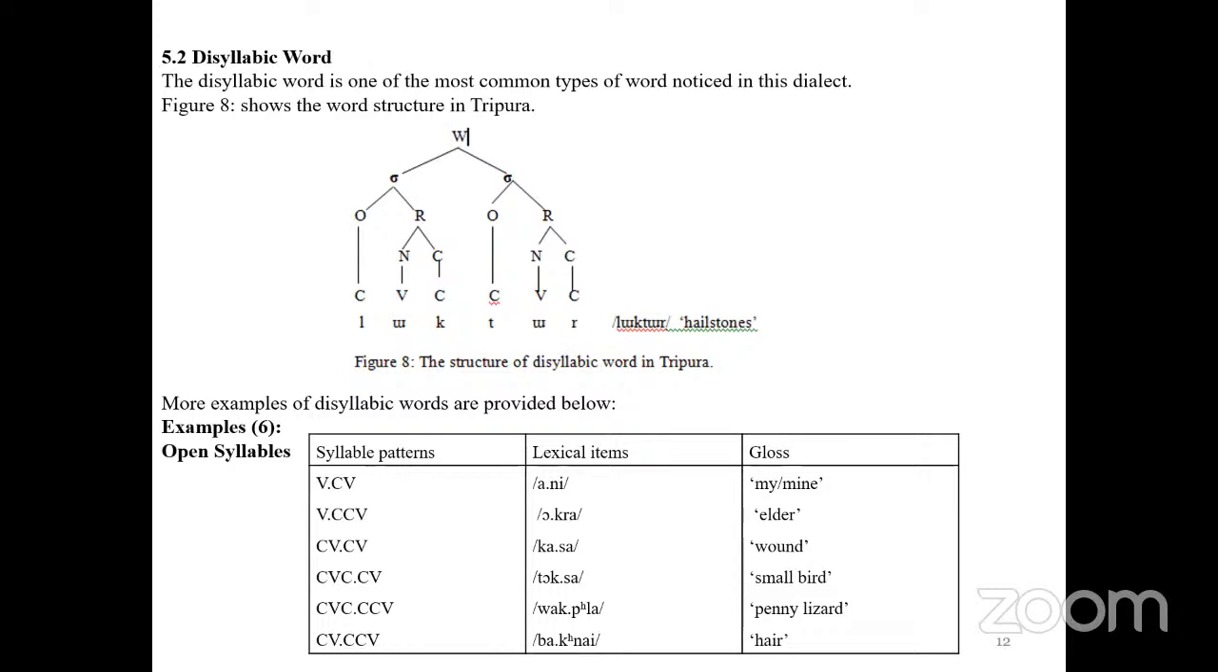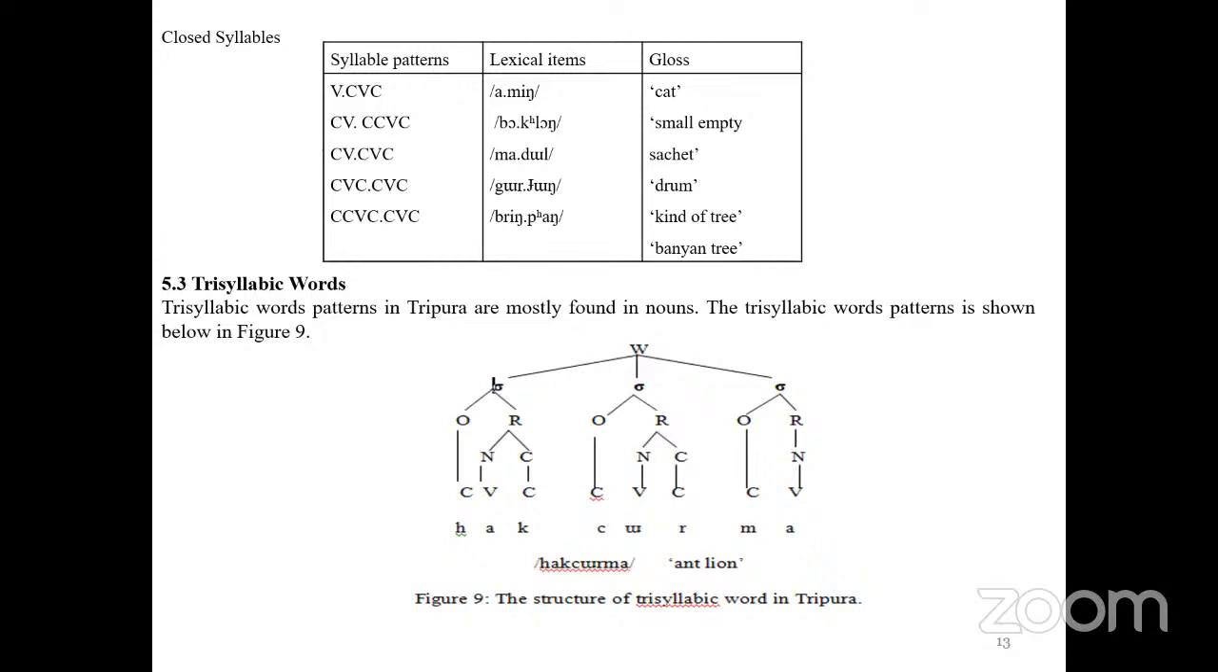So these are the closed syllables of disyllabic words. Example, boklong, a small empty sachet, and gurzung. Sorry, this is a kind of tree, a typing mistake. Gurzung is a kind of tree, and bringfang is a banyan tree.